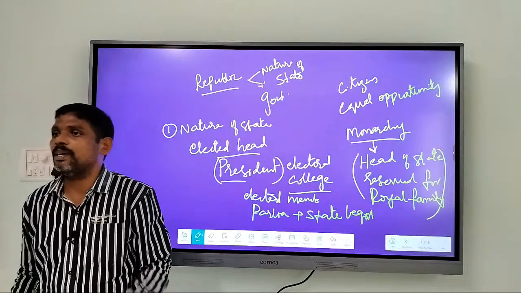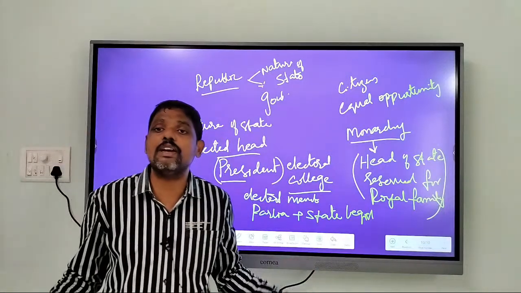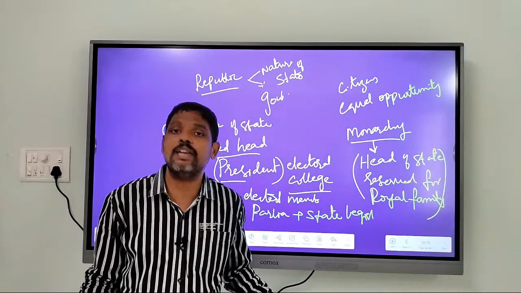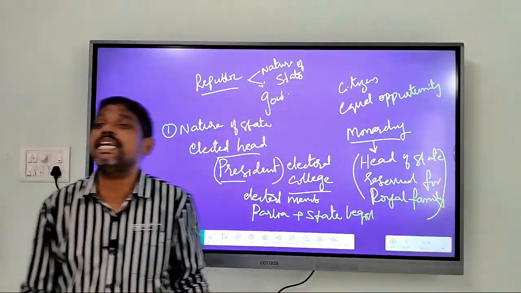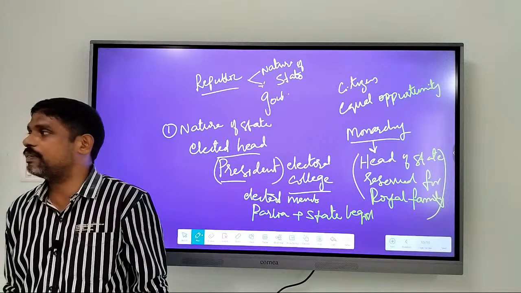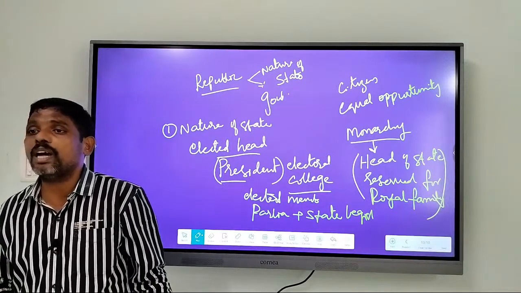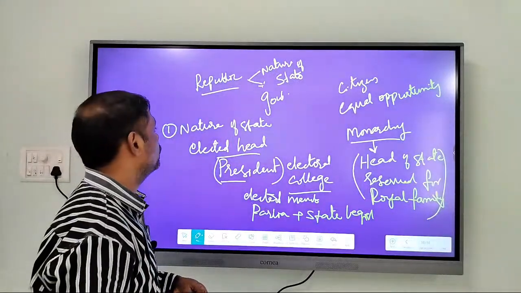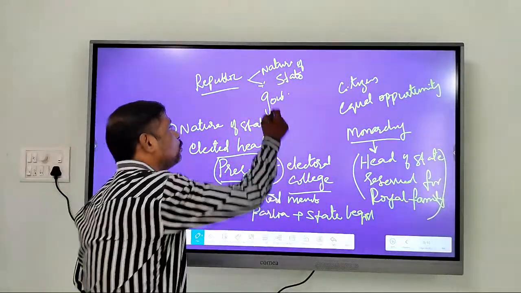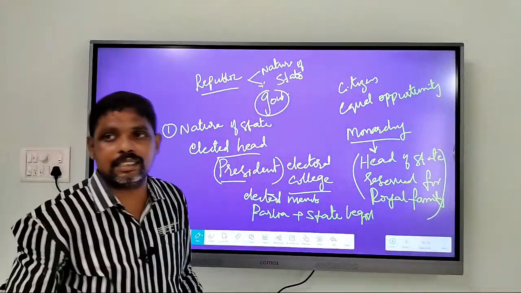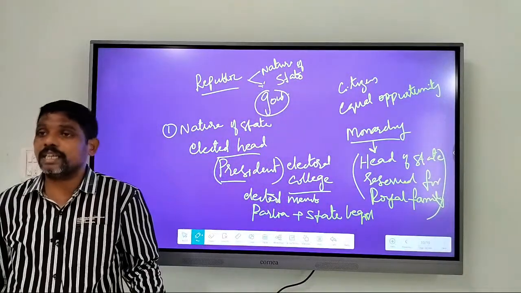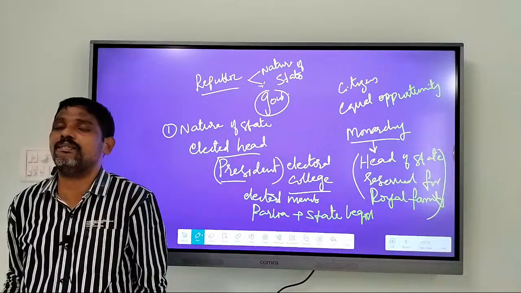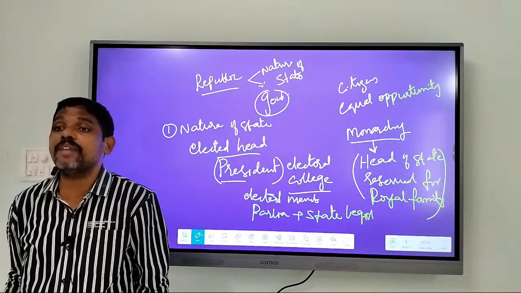In a republic system, the office is open to everyone. So everyone has equal opportunity of assuming the office of president. So that is what a republic means. And coming to government, as I said, republic also denotes a nature of government, a government which has an elected head of the government.